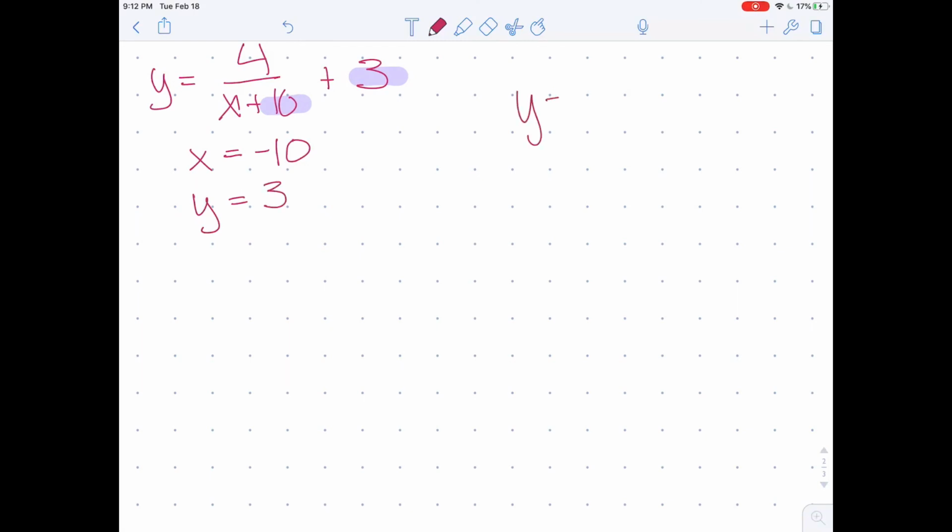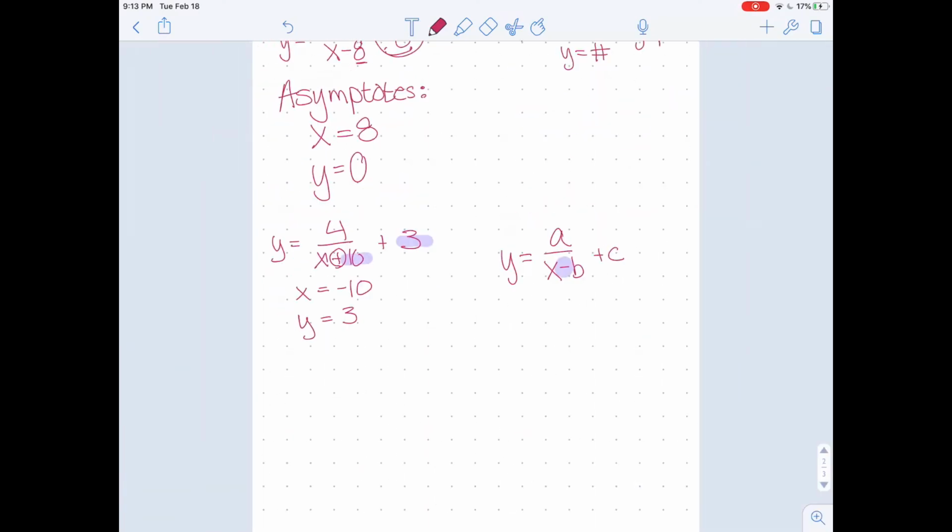So remember, in the original equation it's y equals a over x minus b plus c. Since in the original this is minus, when it changes to a plus over here, that means that x is a negative, the x asymptote. Okay, so we always flip the sign on b. Those are the two things we need to know in order to be able to graph these.